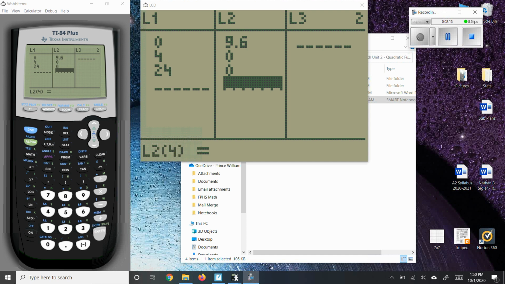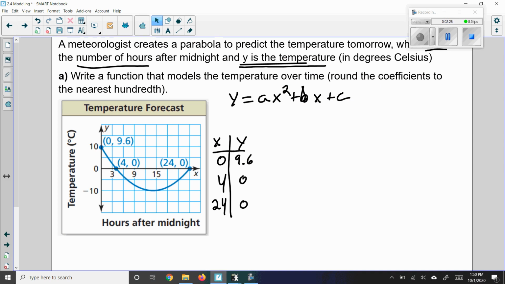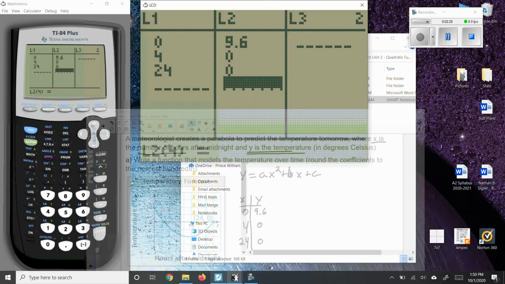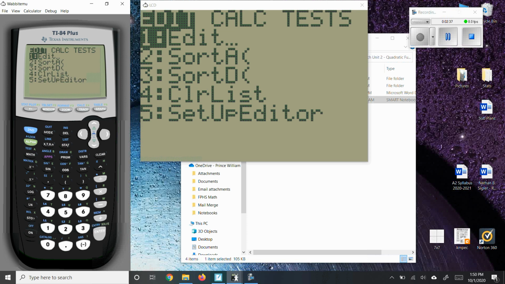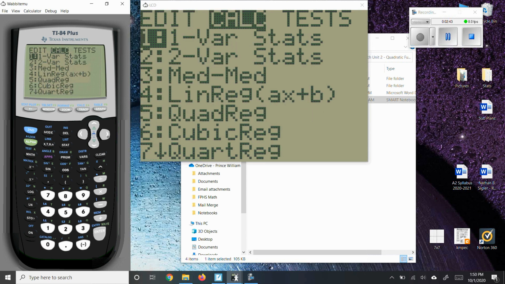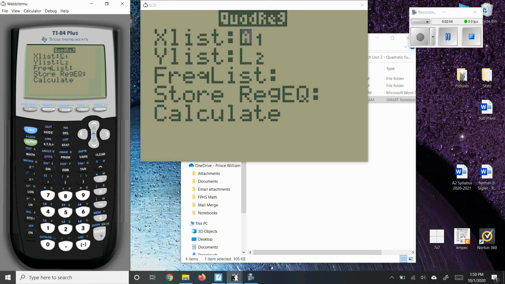Okay, now that I have them all input, notice that this 0 corresponds with this 9.6. This 4 corresponds to this 0, just like we had in the graph. Okay, so now I want to calculate my regression. What I'm going to do is press stat, and notice to the right of edit is calc. So I'm going to hit the right arrow to get to that menu. Now I want to do a quadratic regression, so I'm going to go down to number 5 that says quad reg and press enter.